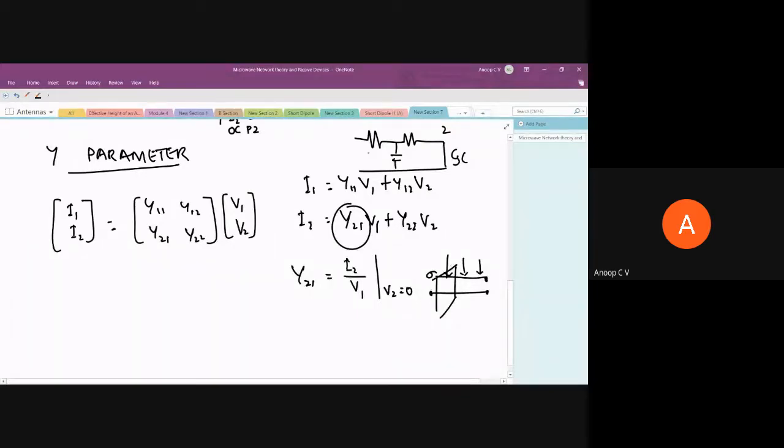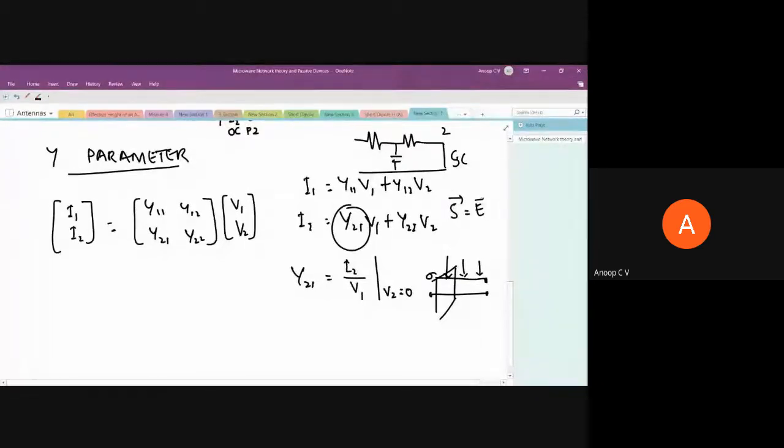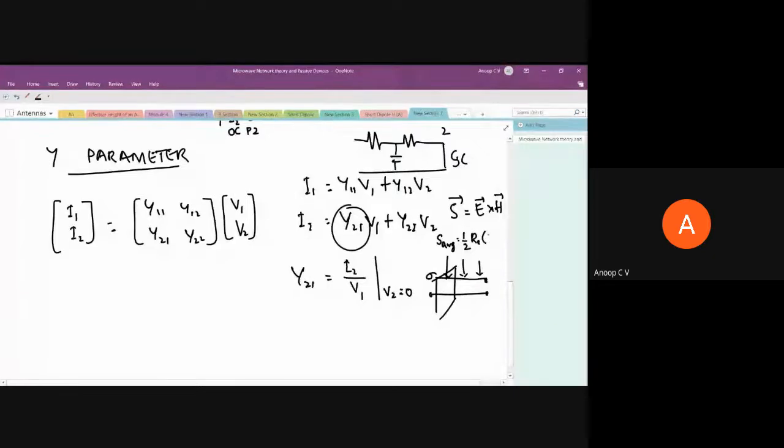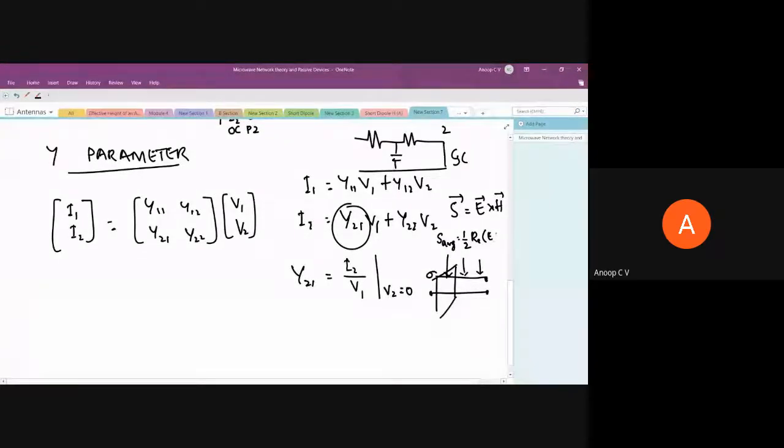When I say power, we have the Poynting vector, which is E cross H. This is the instantaneous Poynting vector. And the average Poynting vector is equal to half the real part of E into H conjugate, right? This is the average Poynting vector. So finding power is easy. That's why these parameters in terms of V and I are not straightforward for microwave networks.